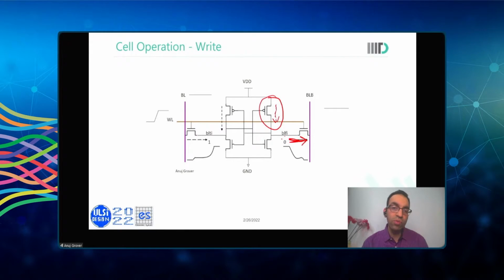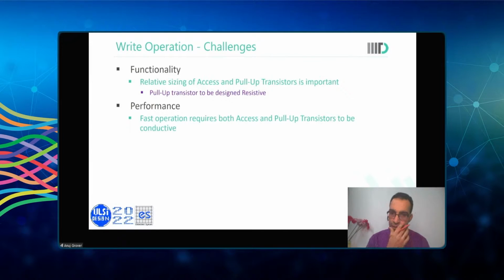An immediate consequence of a resistive PMOS is that when I need to charge the other node to VDD, this PMOS is weak. Essentially, this has a direct impact on write time, that is the speed of the memory. So again, we have a conflicting requirement where we want the pull-up transistor to be resistive, but for performance purposes, I want it to be more conductive.